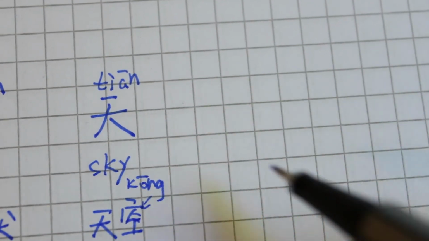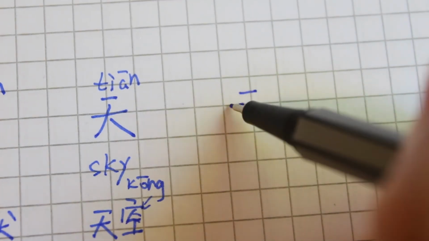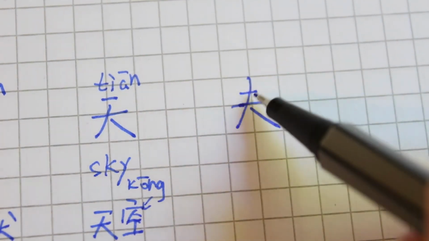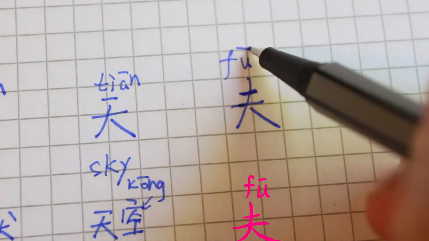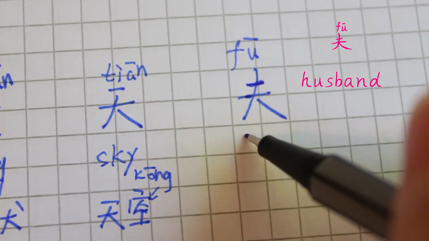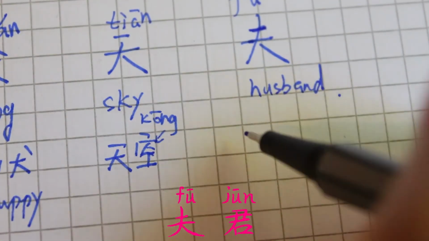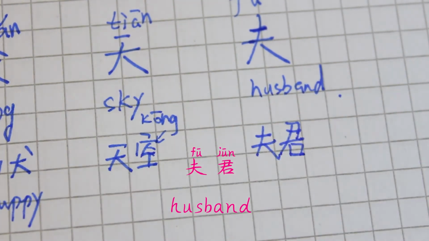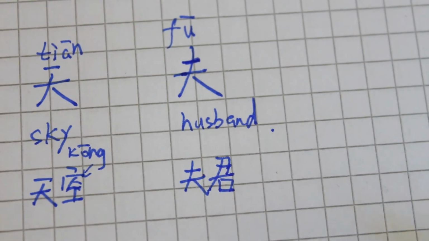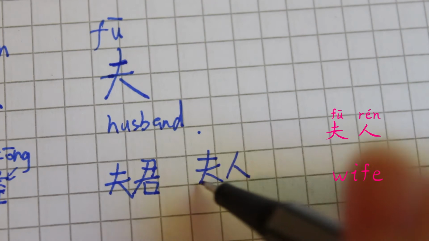And the next, you can also add a 横, but in this way. But this 撇 will close this 横, right? It means 夫. 夫 means the husband. You can say 夫君. 夫君 is the husband. But when you say 夫人, it means the wife.